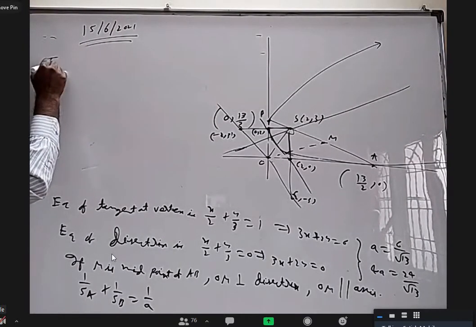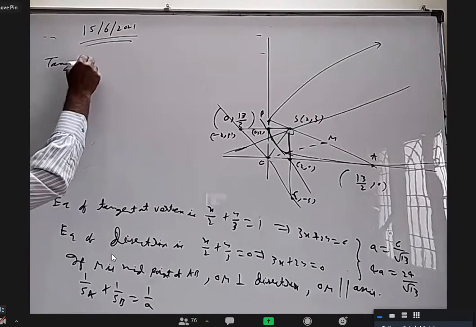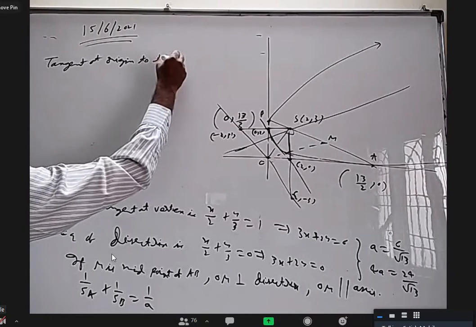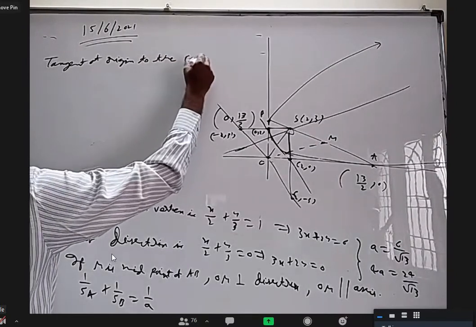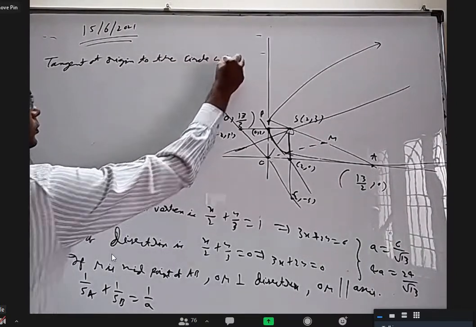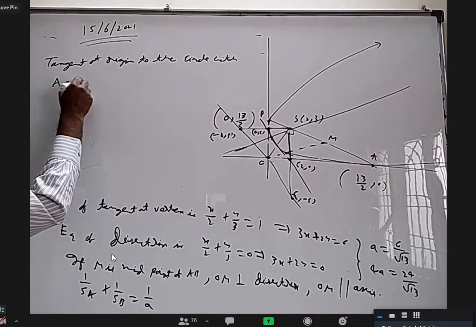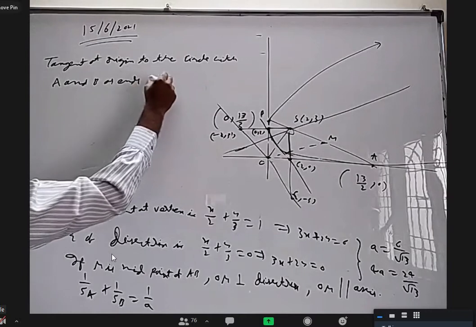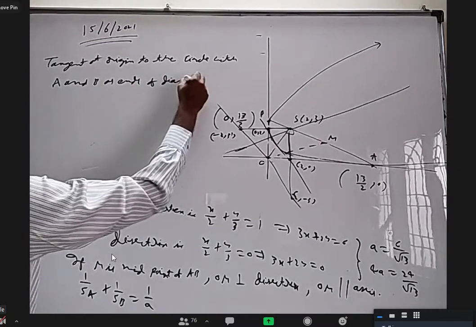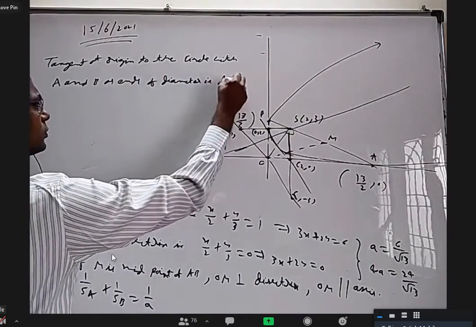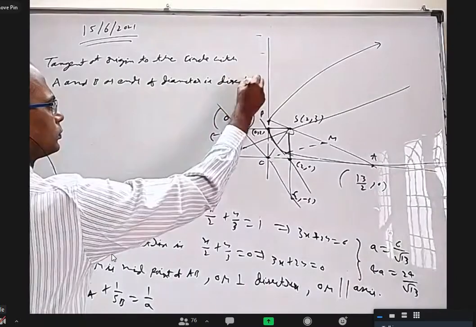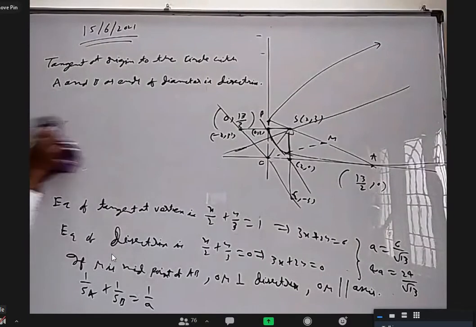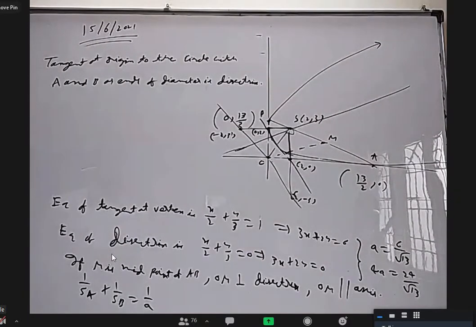One more point, you can just write it so that it may be useful later on. The tangent at the origin to the circle with A and B as ends of a diameter is the directrix.